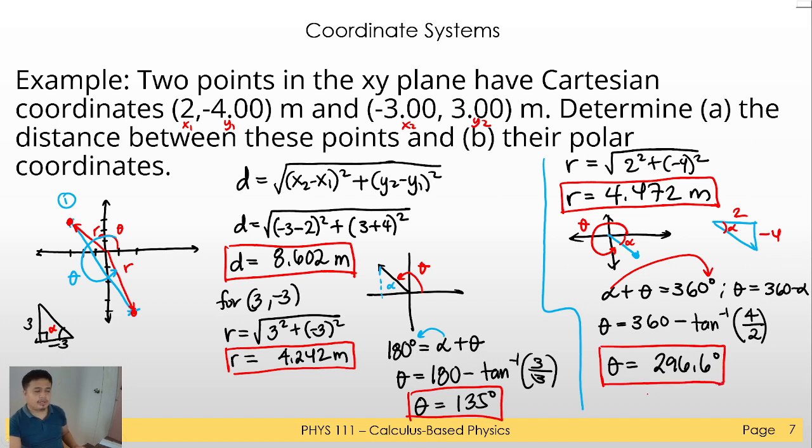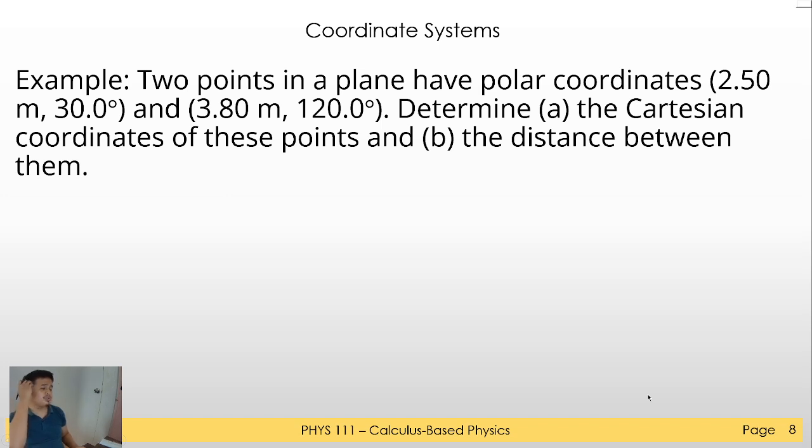Okay, do we have another example? Okay, we have another example. Two points in a plane have polar coordinates 2.5 and 30 degrees, and 3.8 and 120 degrees. Determine the Cartesian coordinates of these points and the distance between them. So this is the contrary of what we did last example.